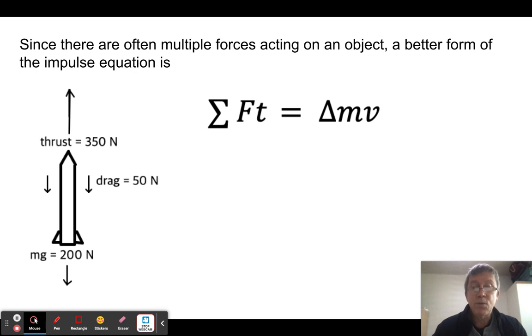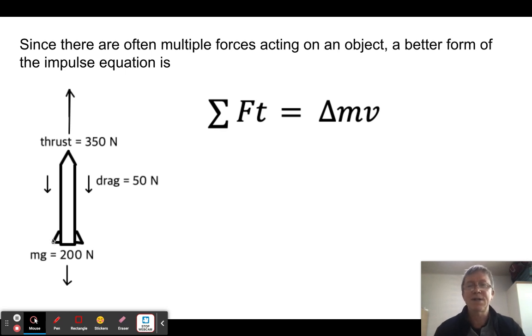Well, often there's more than one force acting on an object. So if you remember, it's better to think of Newton's second law instead of F equals ma as the sum of the forces equals ma. Well, the same thing is going to be true here. The sum of the forces times time, basically the net impulse, is going to equal the change in the object's momentum. So let's look at this here.